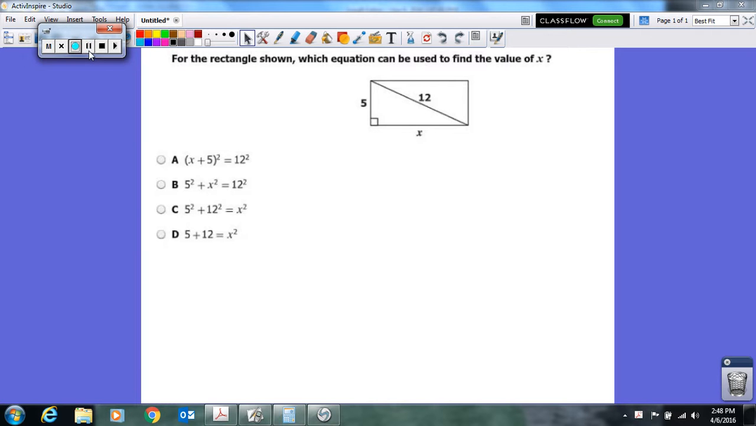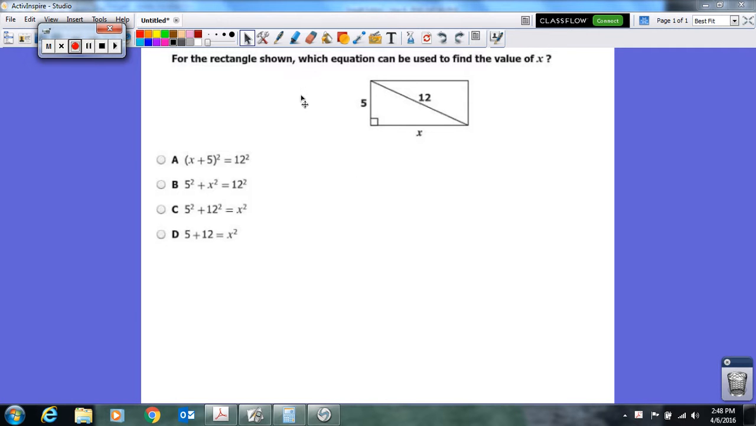We have another multiple choice question here, and this one will recall a little bit of your geometry knowledge. In this question, we're given a rectangle, and we're asked which equation of these four possible answers can best be used to find the value of x, to find the length of this side.